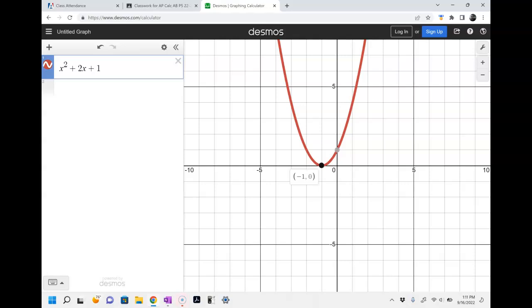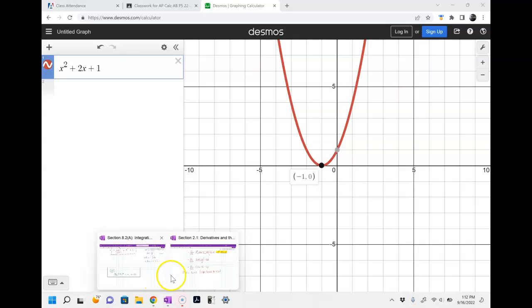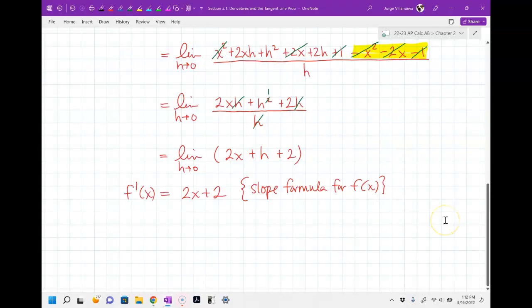If you wanted to figure out what the slope at 3 is, plug it into the formula. 2 times 3 is 6, plus 2 is 8. So any slope that you want, you can actually figure out now based on the formula that we just wrote down, which is 2x plus 2. So this derivative just gave you every possible slope on the function x squared plus 2x plus 1. Okay, so now you can find any slope you want anywhere.